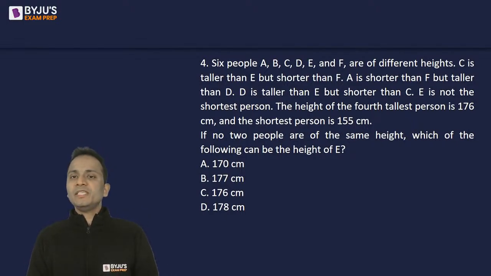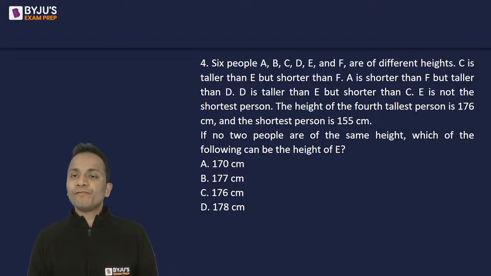Six people A, B, C, D, E, F are of different heights. C is taller than E but shorter than F. A is shorter than F but taller than D. D is taller than E but shorter than C. E is not the shortest person. Important information, most important information. E is not the shortest person.